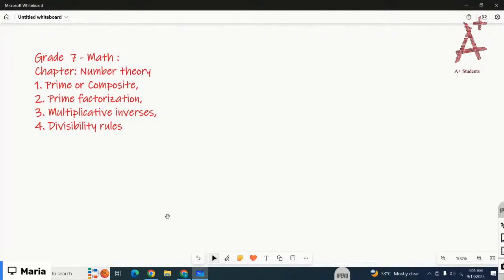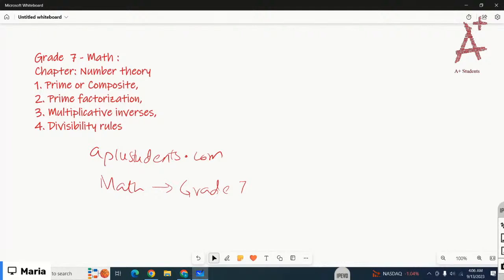We are here for grade 7 math. You can find all the lessons on aplusstudents.com. You have to log in there using your email address and password as provided by the administrator. Then you have to select math from the subject tab. Scroll down to grade 7 and then click on view all lessons, right? There you can find a list of the chapters.